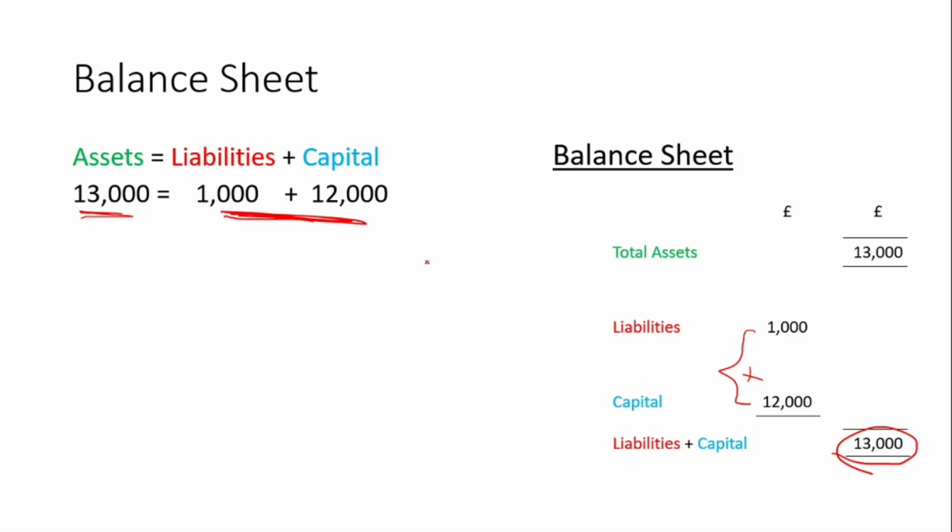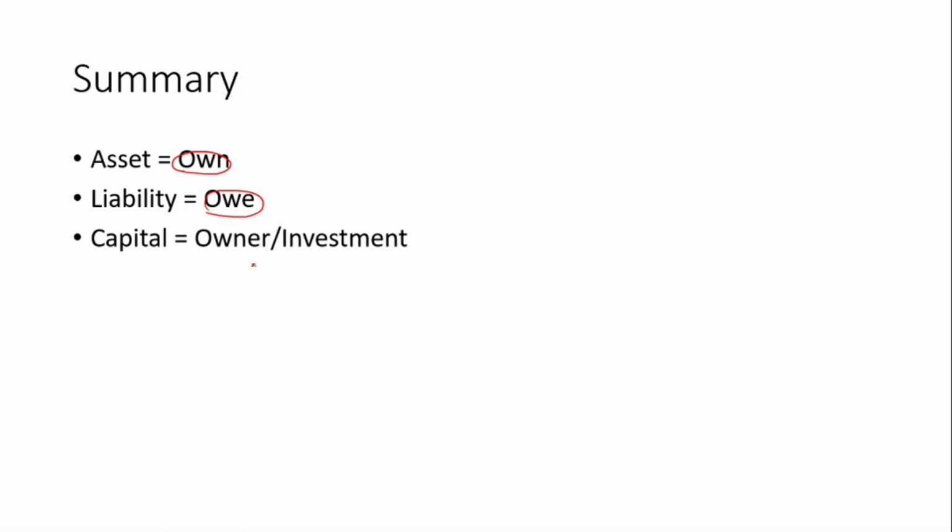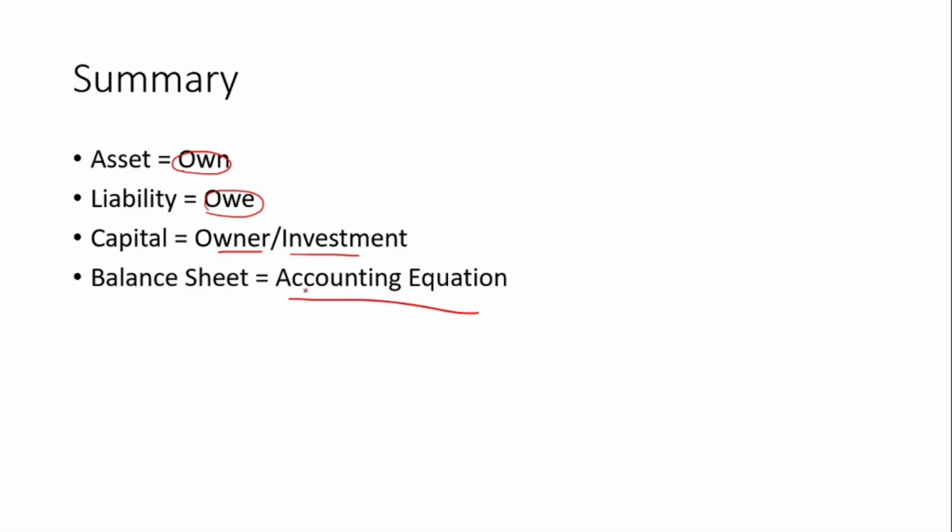So I hope that makes sense for you guys. And just to summarize, assets are basically what you own, liability is what you owe, capital is part of the owner or investment, and the balance sheet is pretty much the same as the accounting equation.